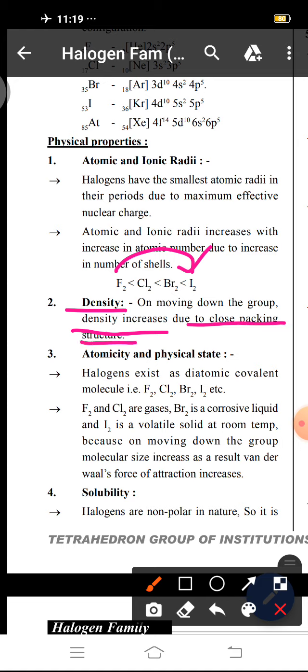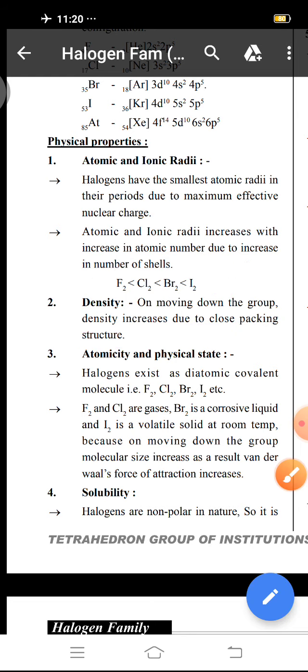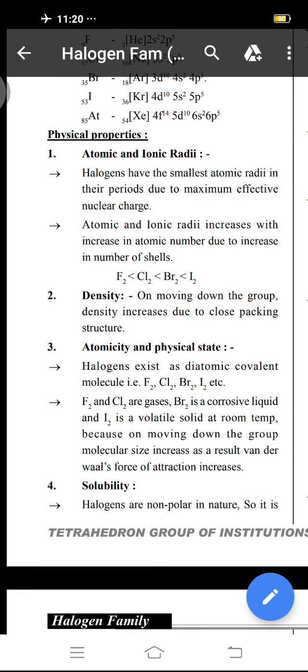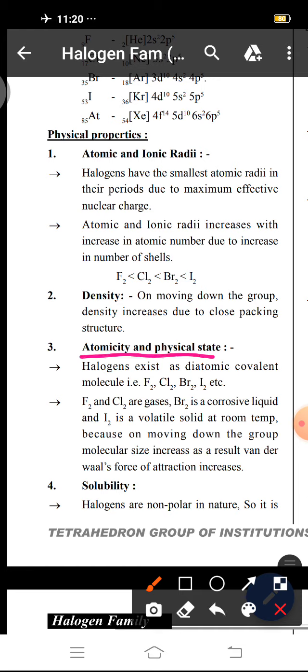Because on moving down the group, atomic size increases, which means van der Waals force of attraction increases. So the close packing structural arrangement occurs, and atomic size as well as density increases. Then comes another property, that is atomicity and physical state.